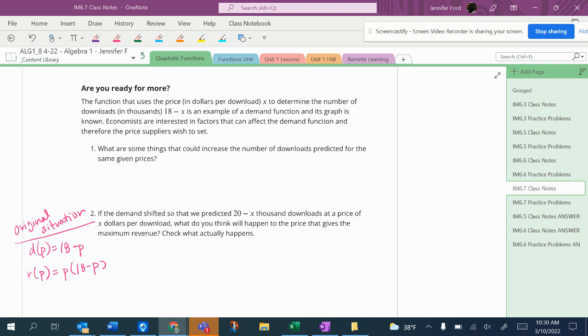Is an example of a demand function, and its graph is known. Demand in the context of supply and demand. Supply is how much of a resource is available for people to purchase. Demand is how many people would choose to purchase that resource. Economists are interested in factors that can affect the demand function and therefore the price suppliers wish to set.